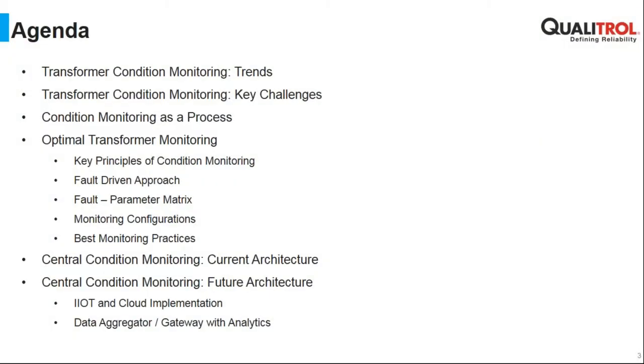Topic, which is the optimal transformer monitoring that includes key principles, fault-driven approach, fault parameter metrics, monitoring configurations, best monitoring practices, and then finally we will end our webinar with current central condition monitoring architecture and future approach on central condition monitoring that includes industrial Internet of Things, IIoT, and cloud implementation. And we will briefly touch on the gateway with analytics.